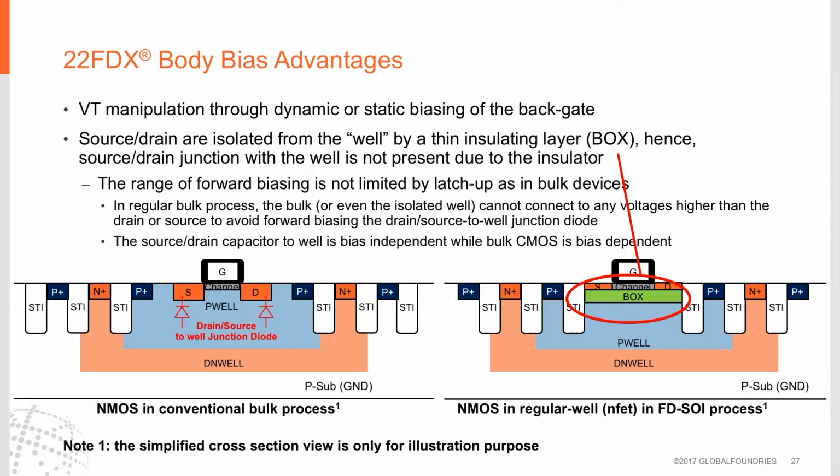On the left-hand side, we see a cross-section of a conventional bulk NMOS device, and you'll see the drain and the source diodes. On the right-hand side, you see an FD-SOI device where the primary difference that you'll see is the green BOX or buried oxide layer, isolating the drain and the source from the underlying P well.